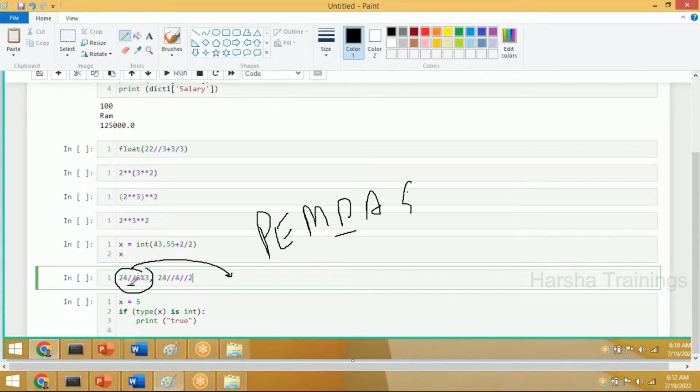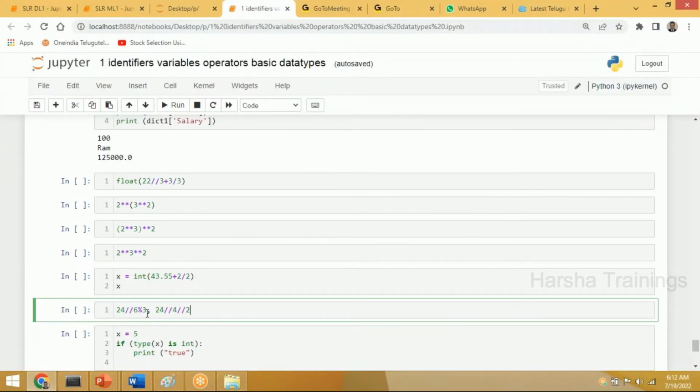Okay. First, 24 mod 6. Yes, 4 sixes are 24, the remainder is 0. Correct. Now 6 mod 3. What is the answer? Now another one is 0 mod 3. 0 mod 3 is 0 only.